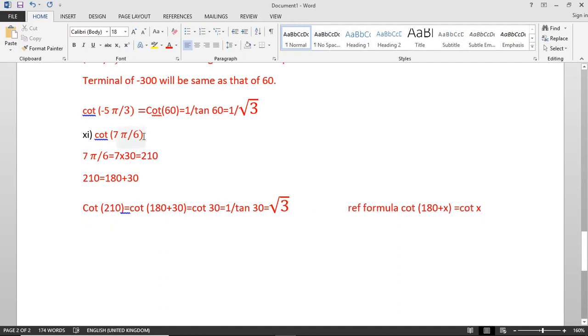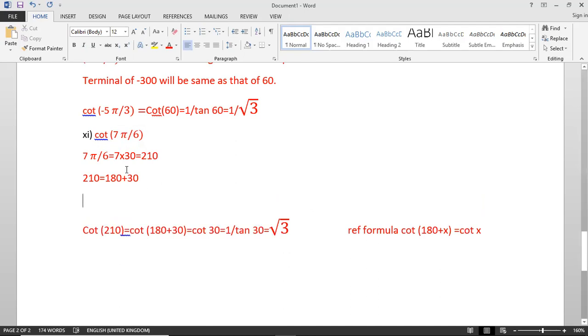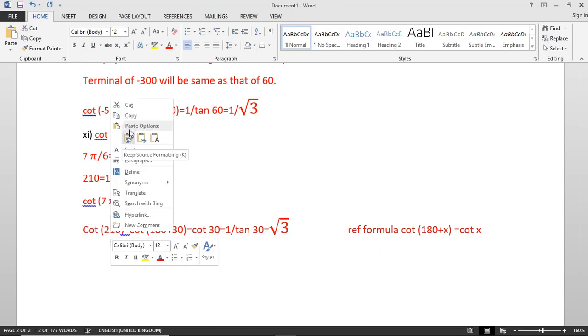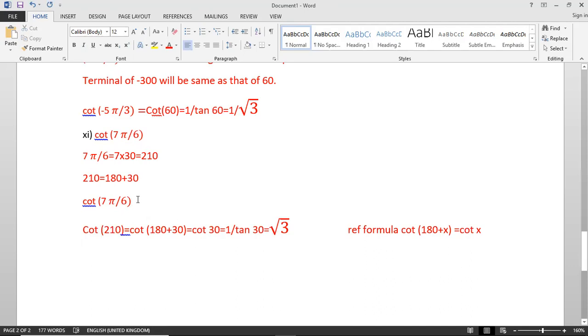This is cot 7 pi by 6. We have converted it into degrees first, so that we can understand what the angle is in degrees for our convenience. So that is why we converted the angle from radians into degrees. This is how you can find the solution of all these trigonometric values.